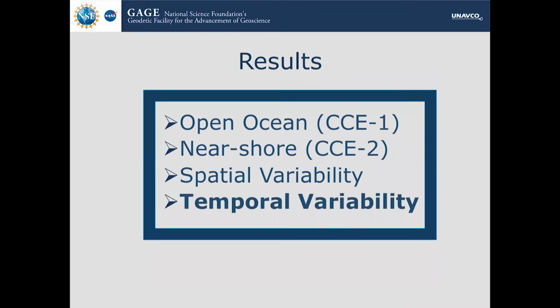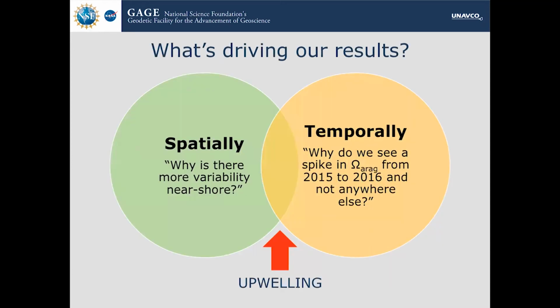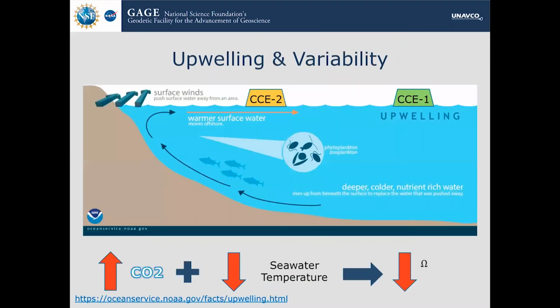Looking at the results over time, we see again this spike in saturation state. And now we may be wondering, what's driving our results? Why is there more variability nearshore, and why do we see a spike in the saturation state from 2015 to 2016 and not anywhere else? And this is due to upwelling in the California Current.